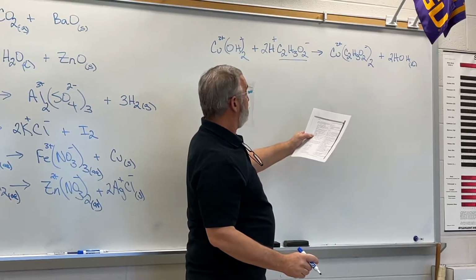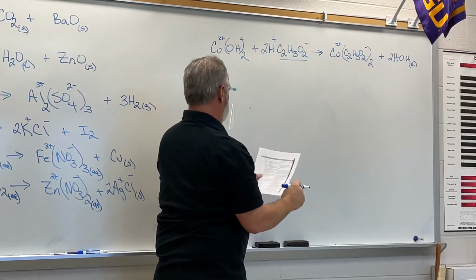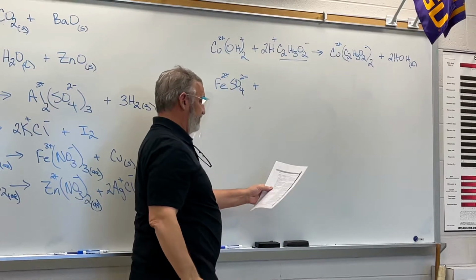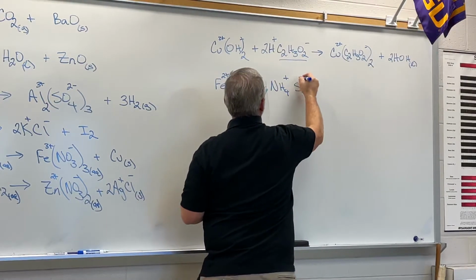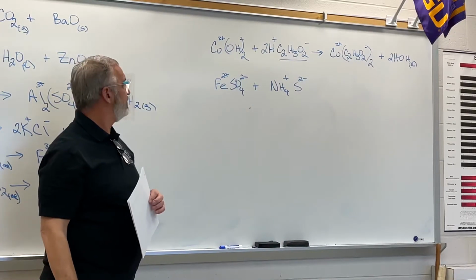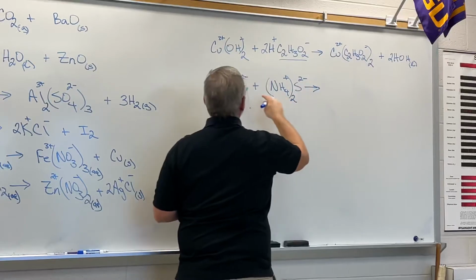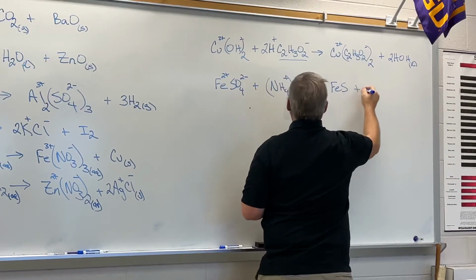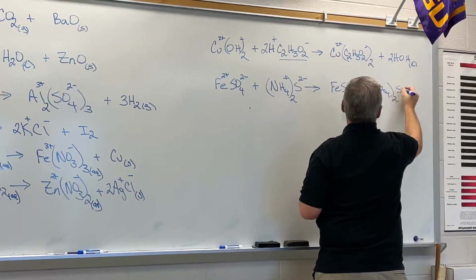And then finally, the other 21, iron 2 sulfate, SO4 2 minus, plus ammonium sulfide. Ammonium is NH4 plus. Sulfide is just going to be the S2 minus. So what's that going to make? NH4 parentheses 2 S. NH4, I need the 2. So now we're just going to swap and make iron sulfide, FeS, plus NH4 parentheses 2 SO4, and again it's going to be a 2.